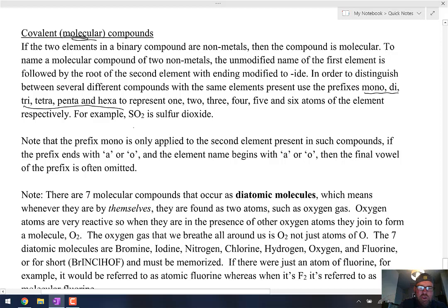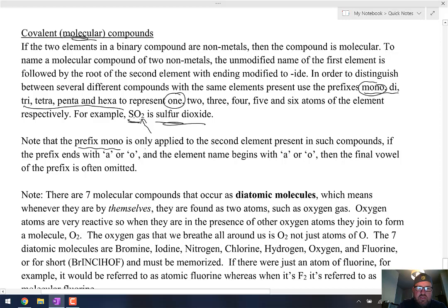Okay, so when you write the chemical name, you notice that it's SO2, and we write that as sulfur, and then we put dioxide. Okay, we put dioxide because there's 2 oxygens. Okay, and I know I said, wait, mono you said was 1, but you didn't put monosulfur.